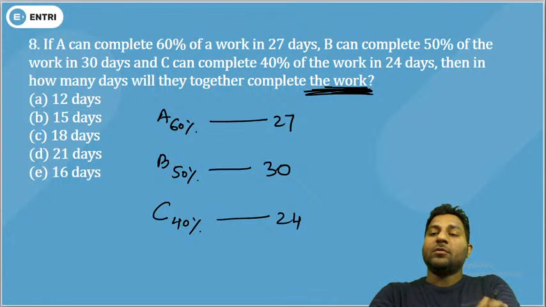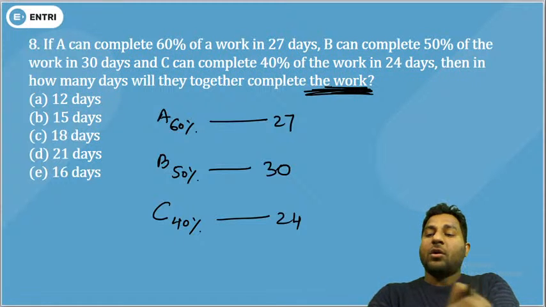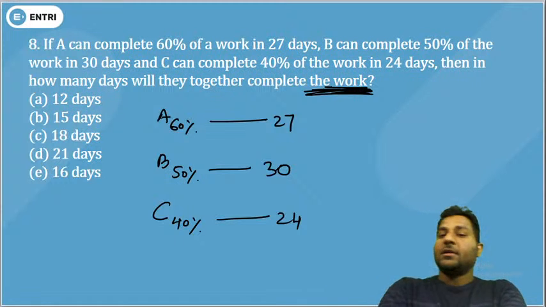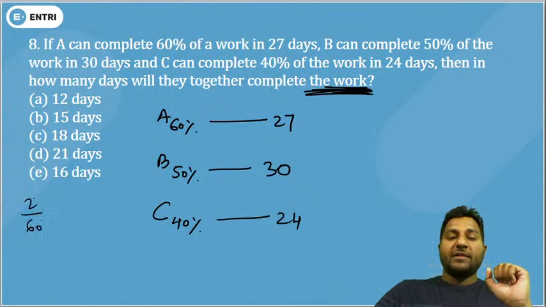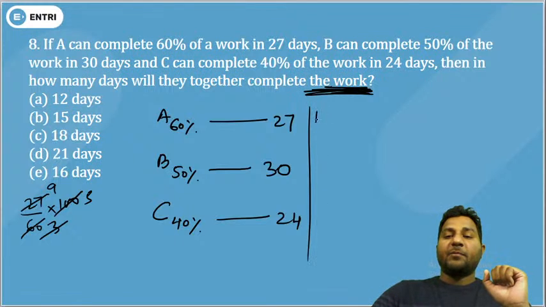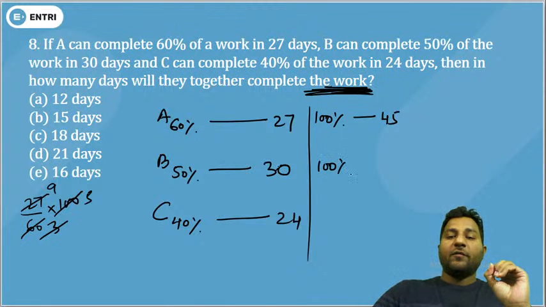First, you need to take out all the 100% work days. So 60% is equal to 27. That means 100% must be equal to 45. That means 100% work of A will be 45, and 100% of work for B will be 60, and 100% of work for C will be what?